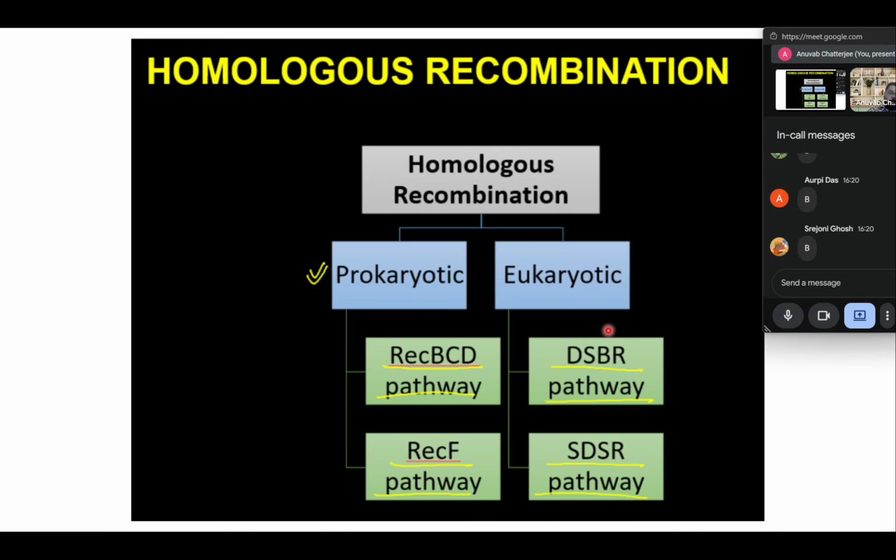So homologous recombination, there are different ways prokaryotes do it and eukaryotes do it, but they are similar in some sense. The two major ones that we will deal with today are the prokaryotic ones, the RecBCD pathway or the RecF pathway. The RecBCD pathway is used for double-stranded break repair, where both the DNA strands are broken apart, and this can occur due to many different reasons.